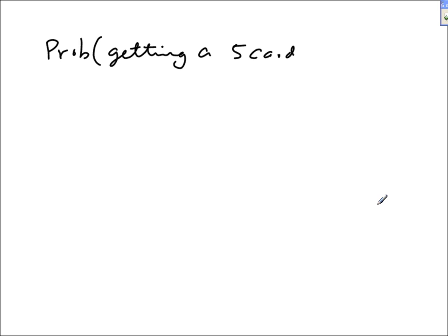Okay, let's try another one. What is the probability of getting a 5-card, let me say it differently, getting a straight in a 5-card poker hand?